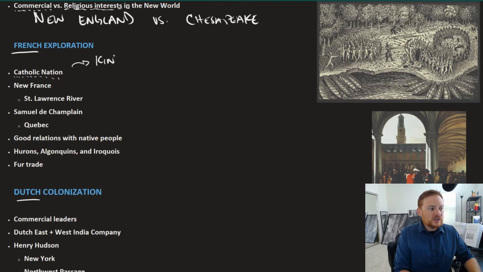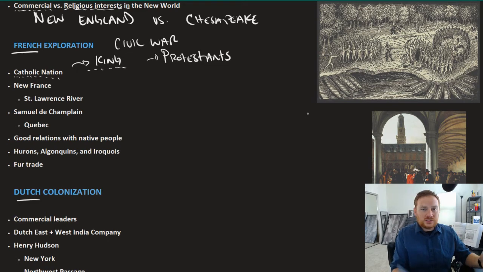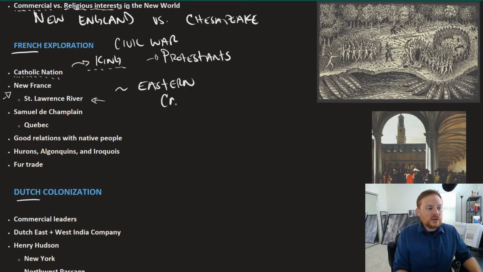The king of France is Catholic, but there are a number of French Protestants. Remember, for the Protestant Reformation in France, it was civil war, right? So most French are Catholic. The king is Catholic. There are some French Protestants, and they're really trying to get out of the civil war and come to the New World. The French colony is New France. It's created along the St. Lawrence River. This is roughly in eastern Canada.